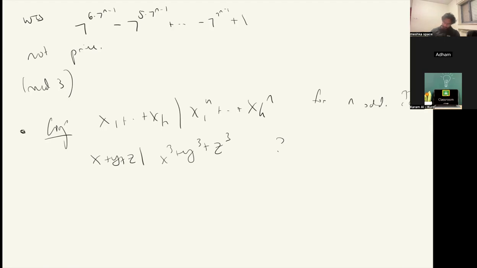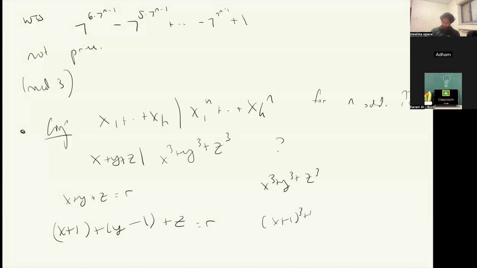What? So we can take x plus y plus z to be r. Now let's say we increase y by 1 and decrease z by 1, right? So we keep r, but we change. So we can do x plus 1, y minus 1, and z, right? So we can see what the change was from x cubed plus y cubed plus z cubed to now x plus 1 cubed plus y minus 1 cubed plus z cubed.